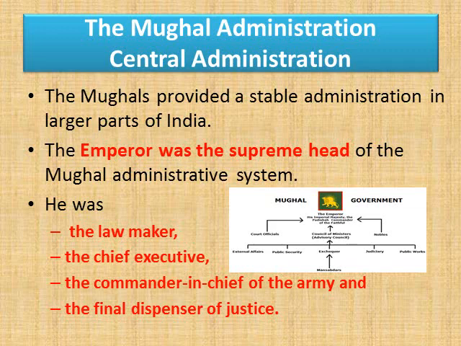Centralized power. The emperor was the head of the administration and the state. He was a lawmaker, dispenser of justice, commander-in-chief, and fountainhead of all honors. He was the source of all authority.